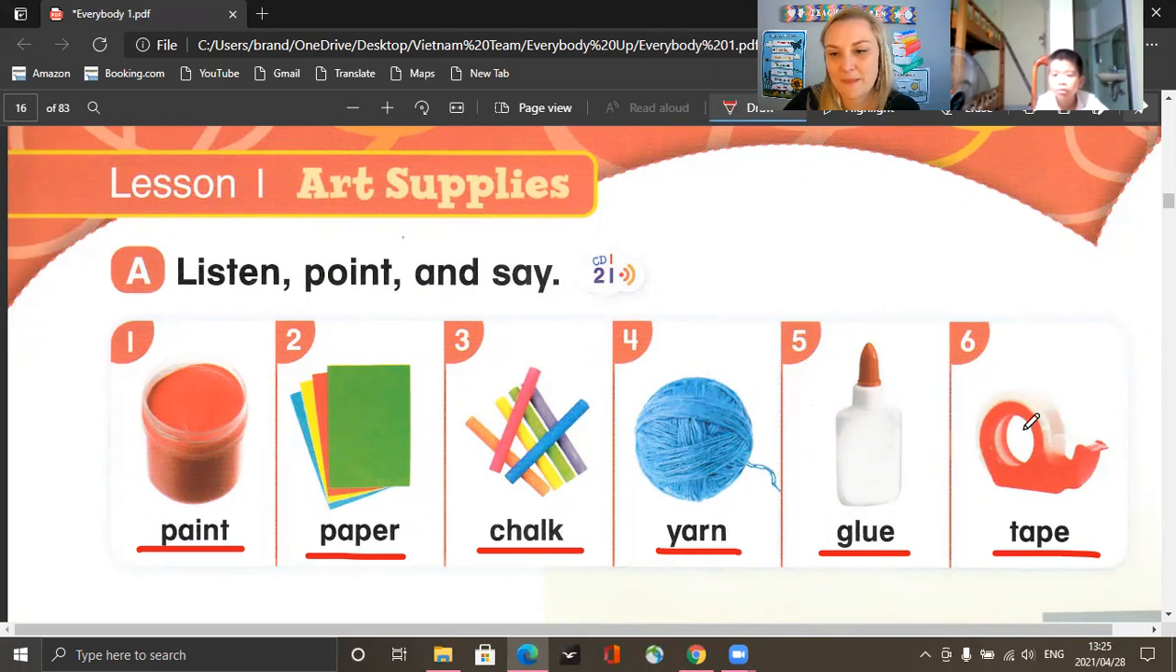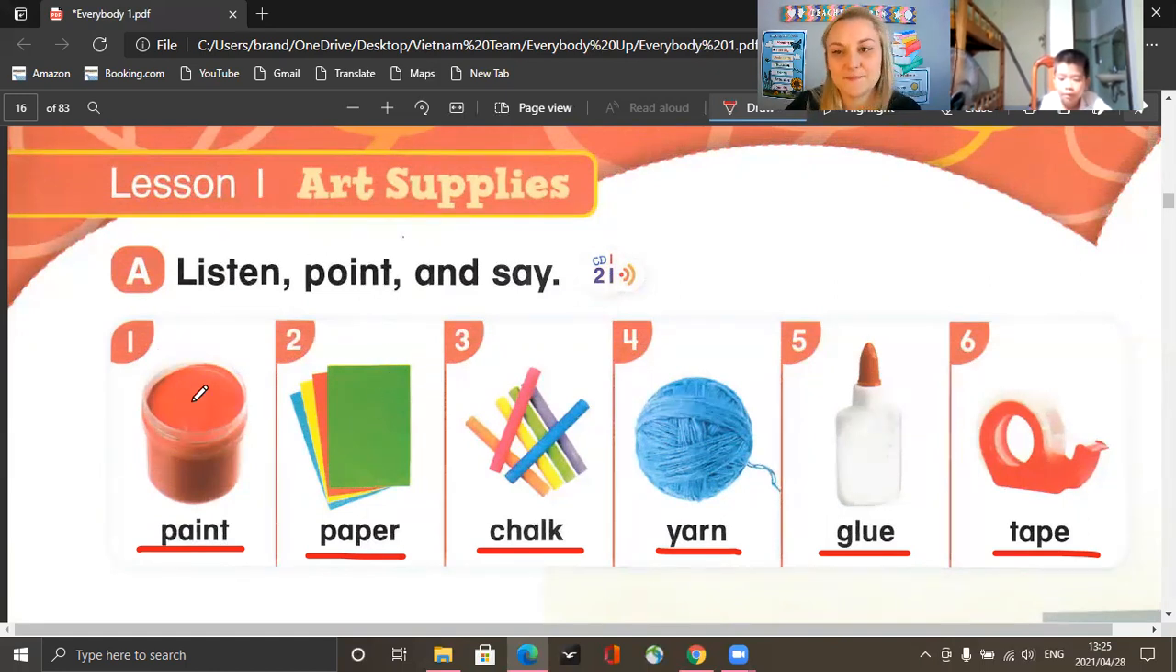Number six, tape. Okay, very good. Let's see. What is number one? Paint. Yes. Okay, number two. Paper.